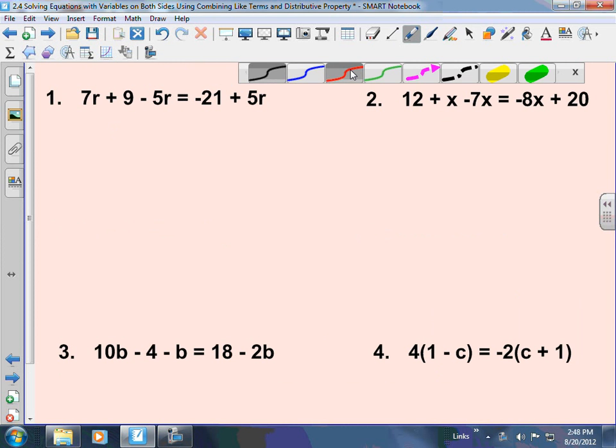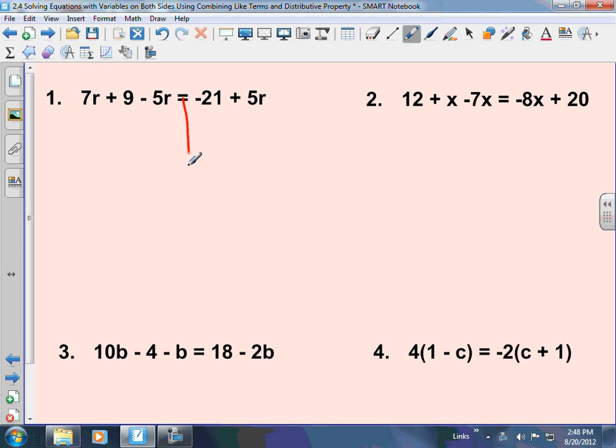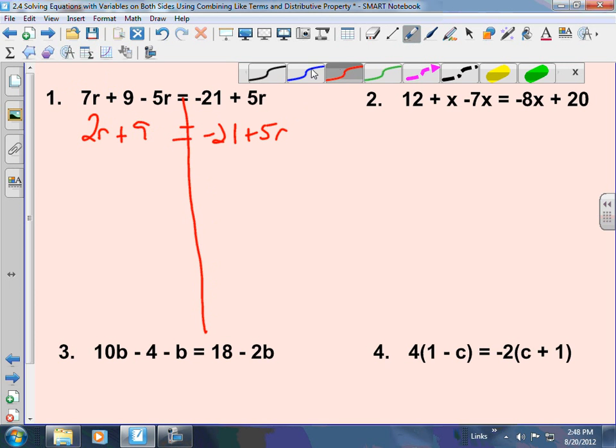Okay, so let's look at the first problem. The first thing we want to do is draw a line at the equal sign. Now, we're going to combine like terms. We're going to combine everything on the left that can be combined with only stuff on the left. 7r minus 5r is 2r plus 9 equals negative 21 plus 5r. There was nothing on the right side that could be combined.